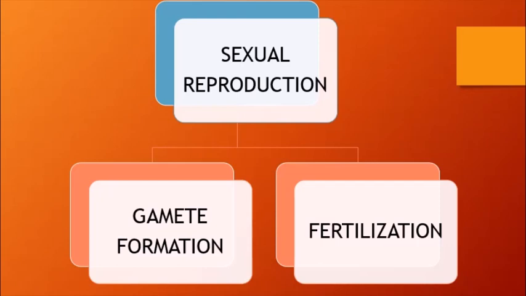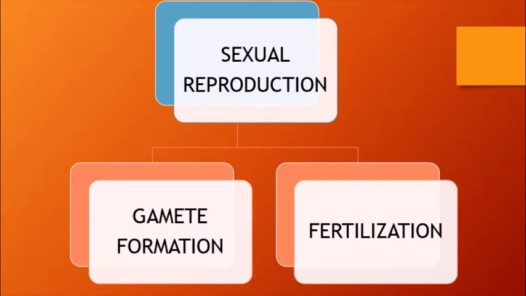Now, what happens in gamete formation? Now, in gamete formation, the gametes are formed by meiosis. We have already studied that. And what happens in meiosis is the chromosome number is reduced to half. And here the haploid gametes are formed. That is, n number of gametes are formed.